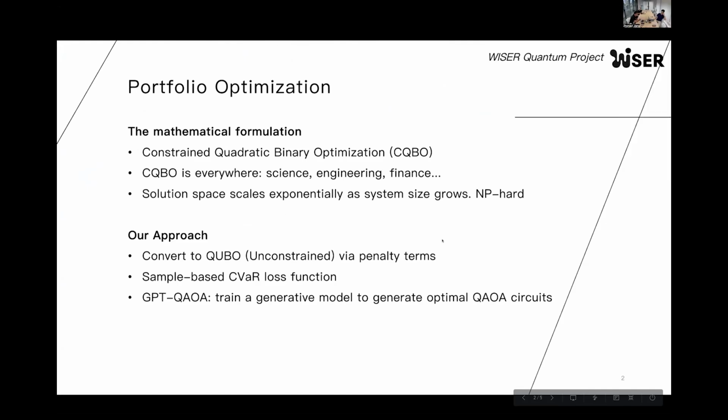First, convert it to an unconstrained optimization problem by adding penalty terms. And we use the sample-based CVaR loss function to optimize our QAOA circuit. I think our main novelty here is that we implemented this new GPT-QAOA algorithm, where we train a generative model to generate optimal QAOA circuits and the parameters.